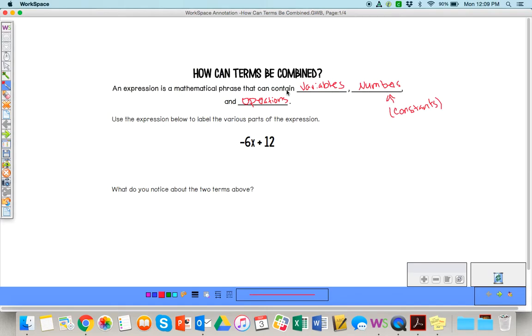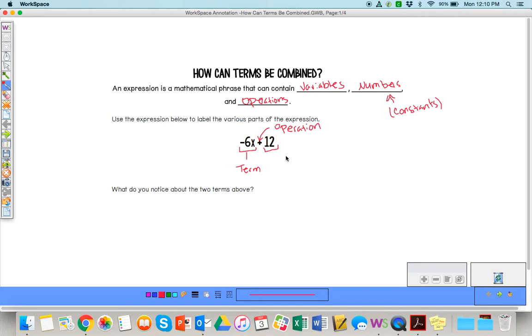it can possibly go. So it says use the expression below to label the various parts of the expression. Okay, so the easiest part we're going to start is the plus sign. And so this is the operation. Okay, so the operations, it separates each term. So we have one term, we have two terms in this particular expression. Okay, so this is a term.